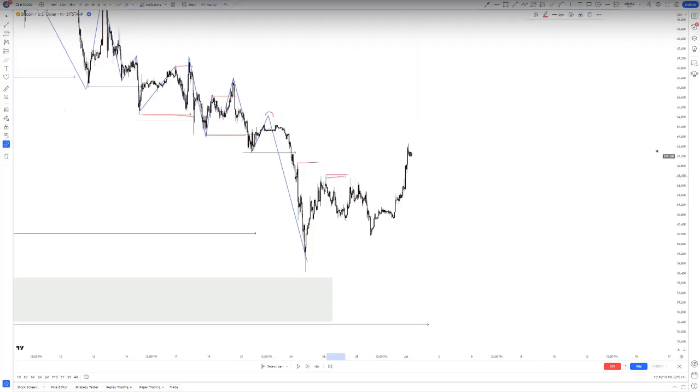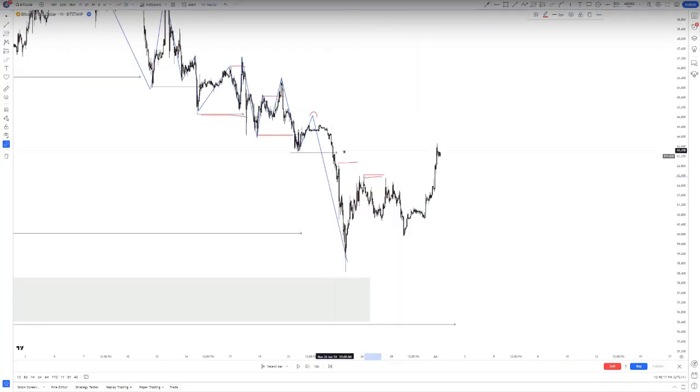Good. Now, look at it. What do we have? We have taken out internal. We have taken out internal. This is not a break of structure to the upside. I'm still explaining this thing again. Price is still bearish. This is just a pullback. You see, this is just a pullback.